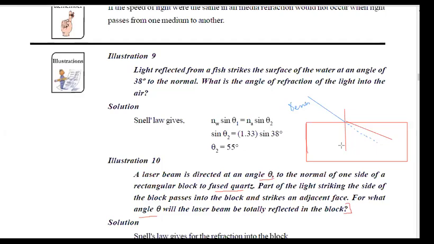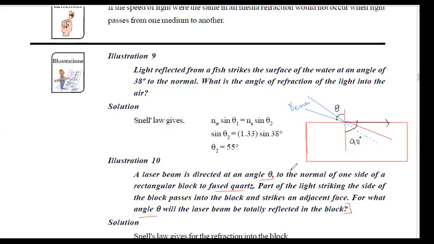So suppose I keep on increasing the angle. There will be an angle for which this refracted ray will just become like this. Yes or no? Now, if you further increase the angle, then obviously this will be in the same medium, which is a case of reflection. So suppose this angle theta is that angle for which the angle of refraction is 90 degrees.